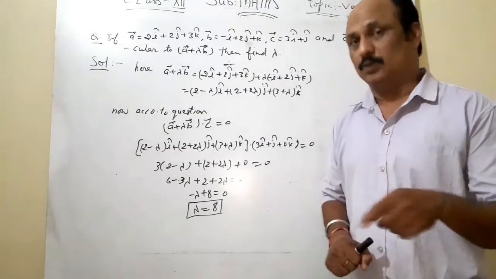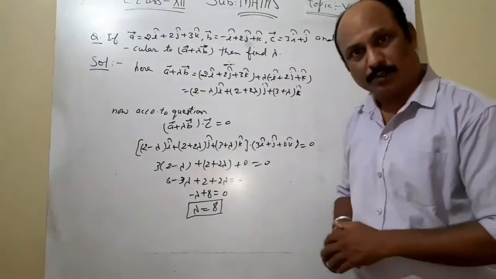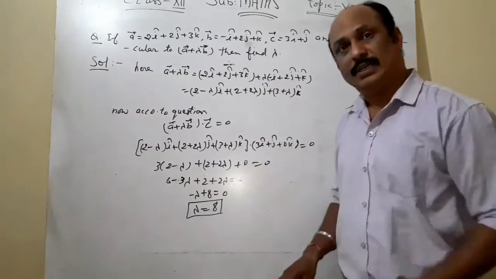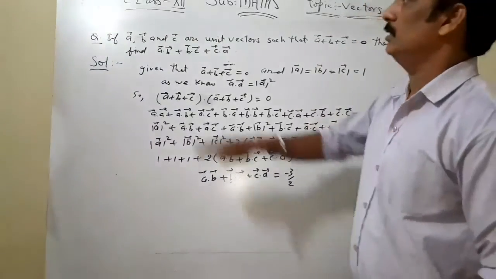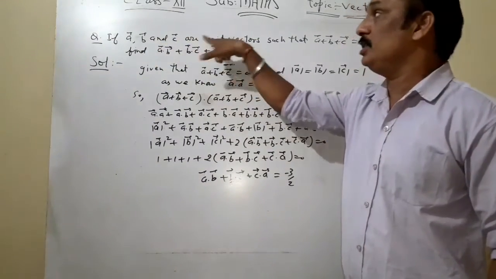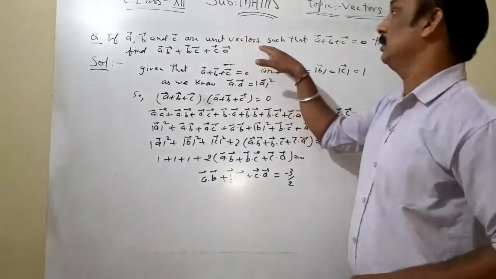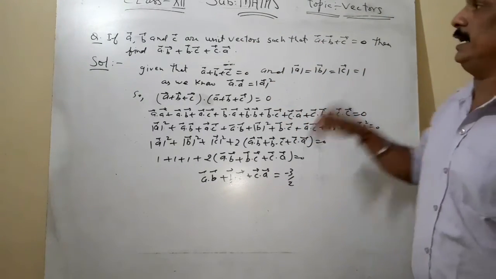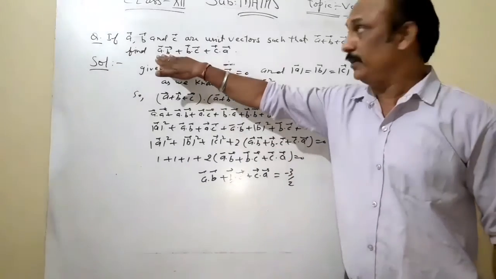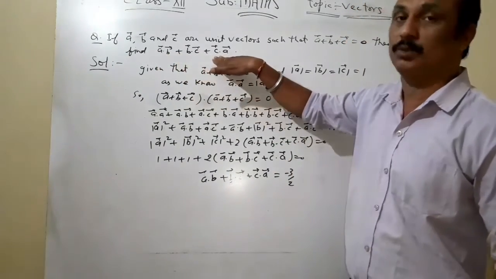Okay then, now I am taking one another most important question of our NCERT book chapter 10. Our question is: if a, b, c are unit vectors such that a plus b plus c is equal to 0, then we want to find the value of a dot b plus b dot c plus c dot a.